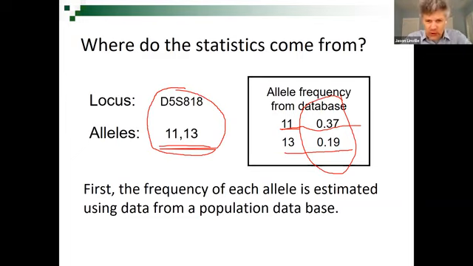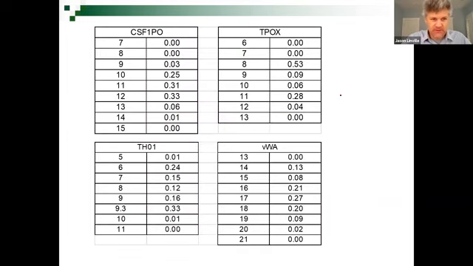Okay, so we can look up these numbers, okay? And here's an example, like at CSF, 7, 8, okay, it typically goes from 7 to 15, and if we add up these numbers, it might be 0.99, okay, but it should be very close to 1.00. And you'll also notice that there's zeros here, okay? That doesn't mean that 0 people have a 7 allele.